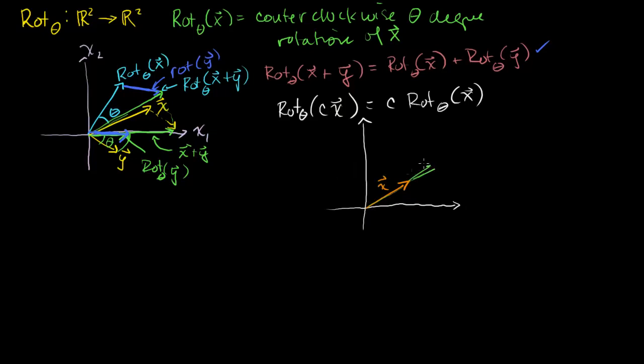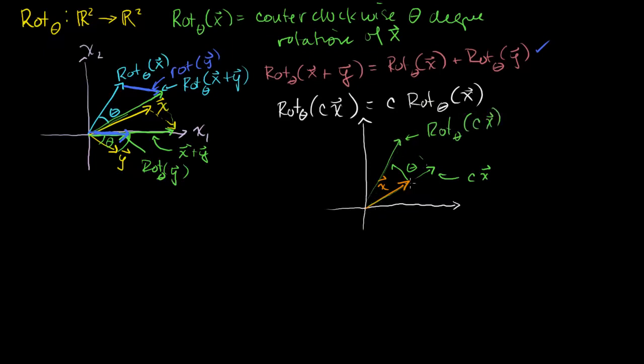So it goes all the way out here. So this is my c times x. And now we're going to rotate that through an angle of theta. So if we rotate that through an angle of theta, you'll get a vector that looks something like this, rotating it counterclockwise. So this vector right here is the rotation by an angle of theta counterclockwise of cx. That's what this is right there.